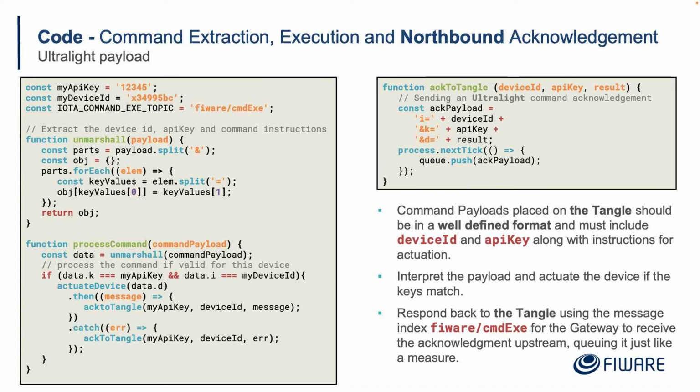At this point, you would then actuate the device to work out, what am I doing? It might work, it might not, so you need to send an appropriate acknowledgement back up into the Tangle itself. You can see that the response is very much like the response you would get for a device response.